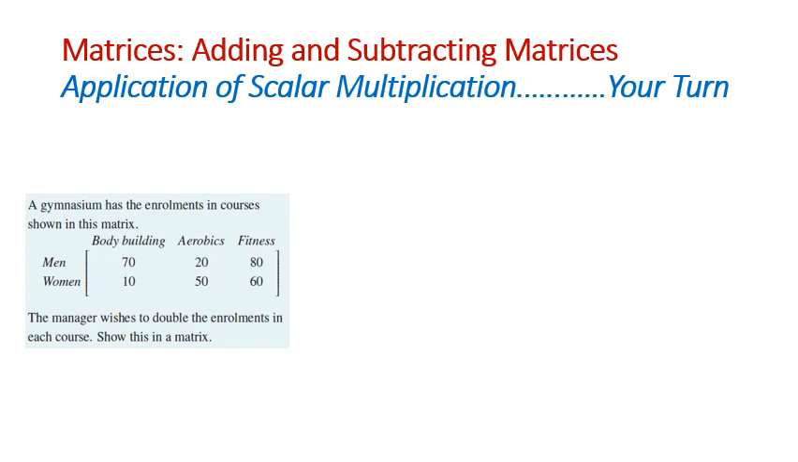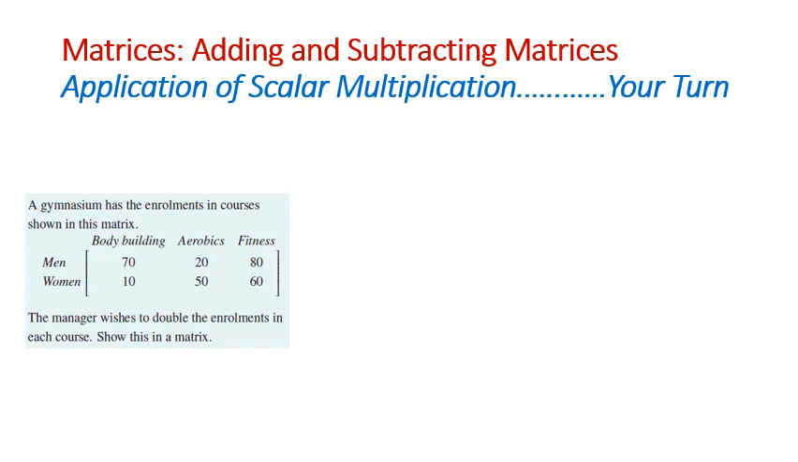So for instance, if we were looking at how many women were doing aerobics, we can go to that second row, second column, we see there's 50 women who do aerobics. So that's the condensed way of giving us information. What we want to know, the manager wishes to double the enrollments in each course. So how would we go about this in a matrix?